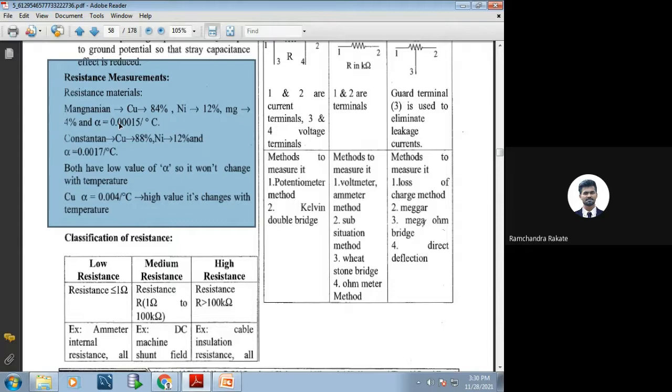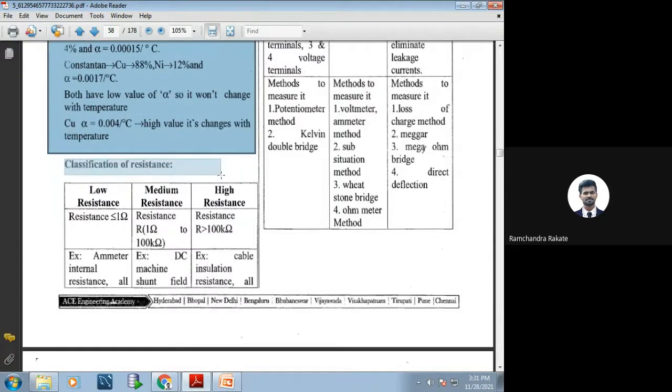Next we have constantan, that is copper 88% of the total, nickel 12%, and alpha is 0.017 per degree Celsius. So both have a low value of alpha, so the resistance won't change with temperature. But copper has a high value, which will change with temperature, that is 0.004 per degree Celsius. These are the materials useful for the measurement of resistance.